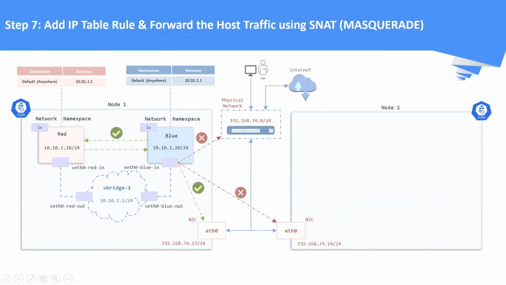Step number 7, add iptables rules and forward the host traffic using SNAT, that is masquerading. Once the rules and SNAT are enabled, the traffic from the namespace will reach the other nodes and networks as well.